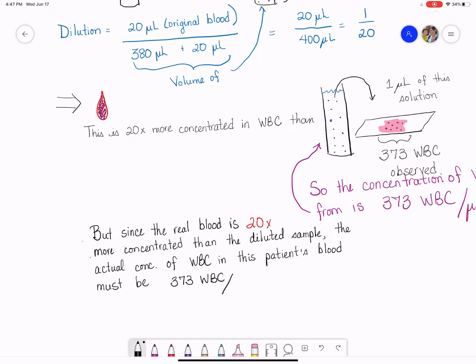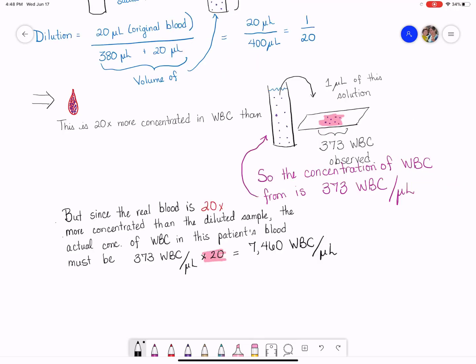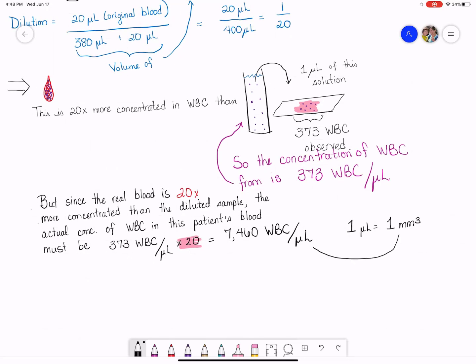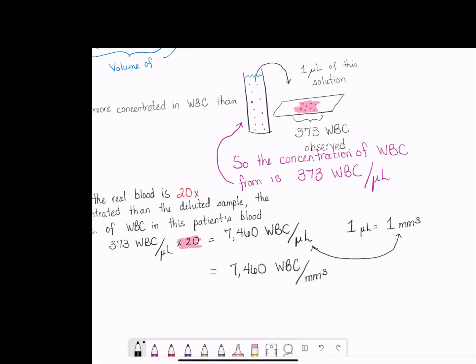So 373 white blood cells per microliter times 20 equals 7,460 white blood cells per microliter. But I mentioned in the first tutorial that red blood cell and white blood cell concentrations are rarely expressed per microliter, but often expressed per millimeter cubed. And so we learned that 1 microliter equals 1 millimeter cubed. So the final concentration must be 7,460 white blood cells per millimeter cubed.